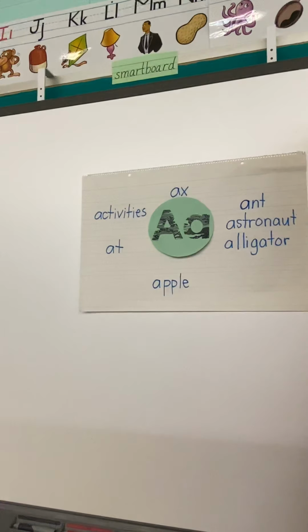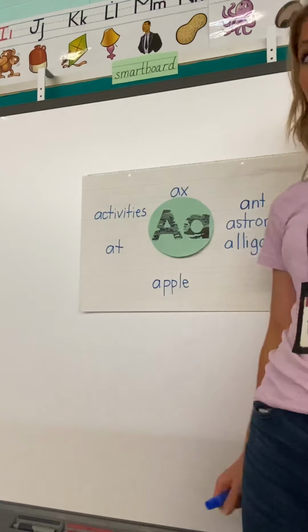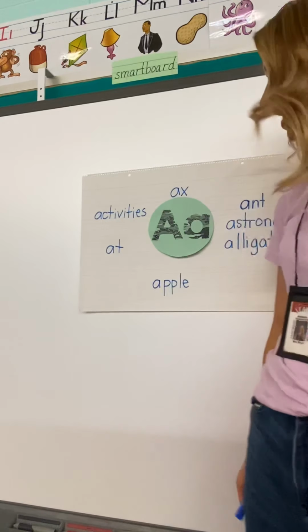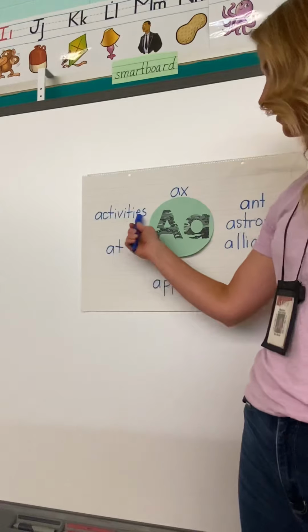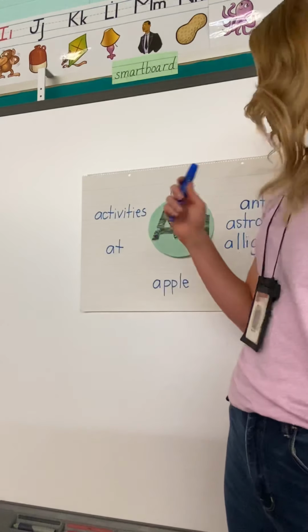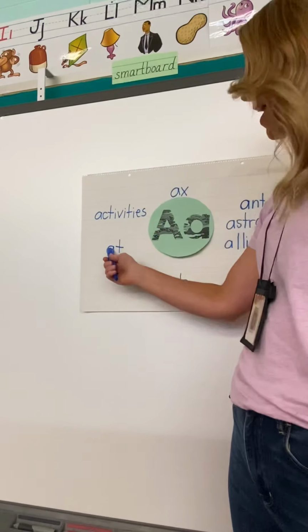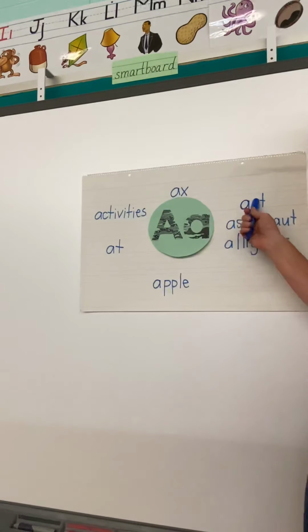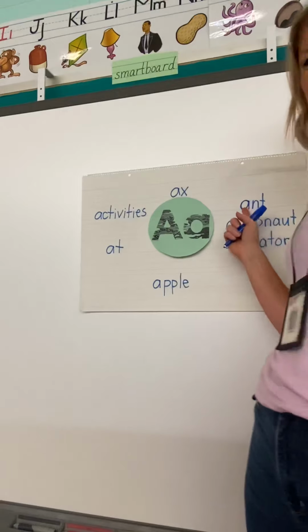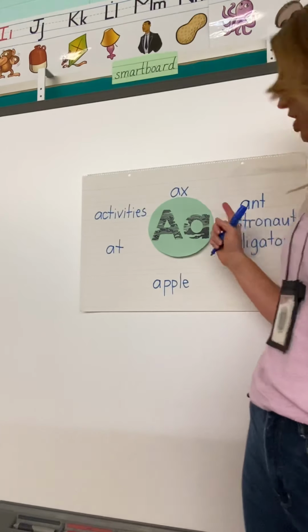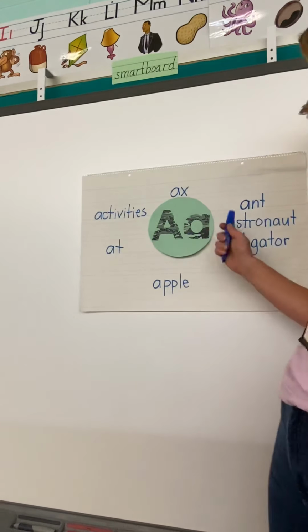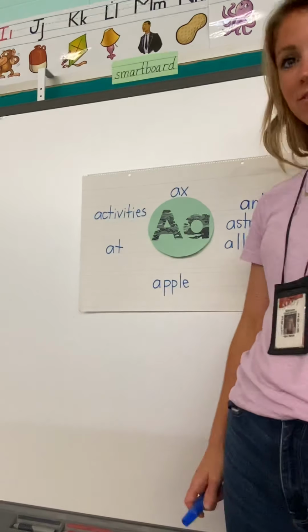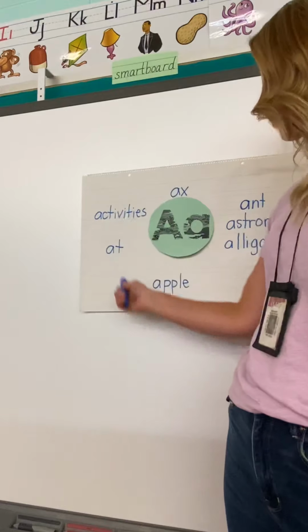So way to go. Okay, I'm going to read these and I want you to read them back to me. Even though I can't hear you, let's pretend I can hear you and you're going to say them back to me. Ready? Activities. Axe. At. Apple. Ant. That sounded a little different, didn't it? You didn't hear the A as much, but it's still a word that starts with an A. Astronaut. Alligator. Very good reading all those words that start with the letter A.